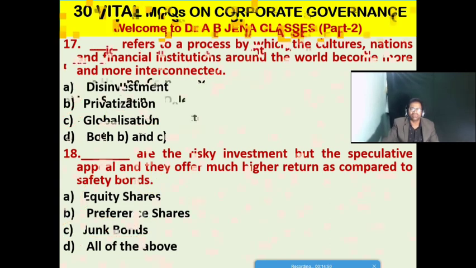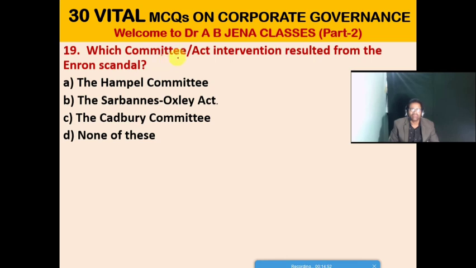So next MCQ, which committee or act intervention resulted from the Enron scandal? A. The Hampel Committee. B. The Sarbanes-Oxley Act. C. The Cadbury Committee. D. None of these. Friends, so B is the right option for this MCQ. The Sarbanes-Oxley Act intervention resulted from the Enron scandal. In a separate video, we will discuss the different scandals in corporate governance subjects.